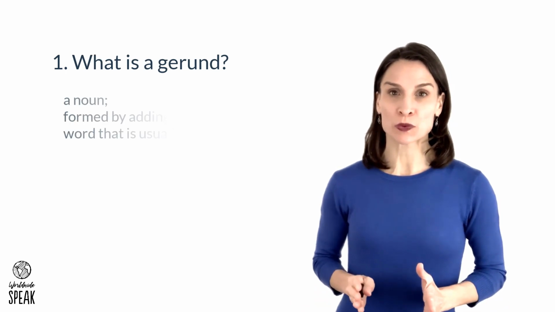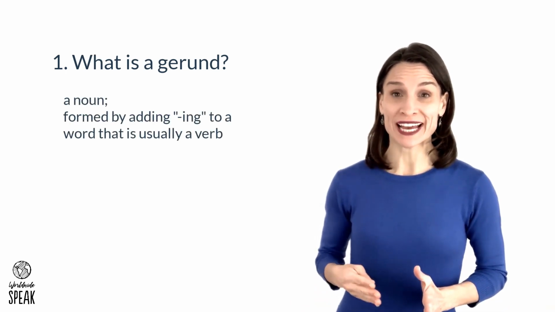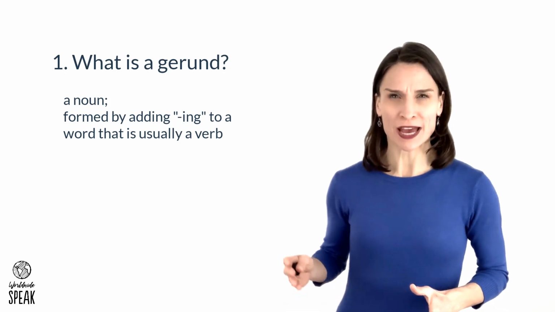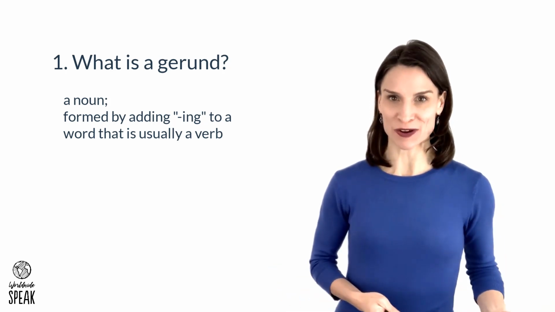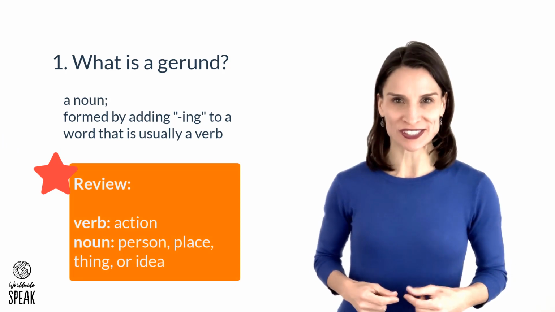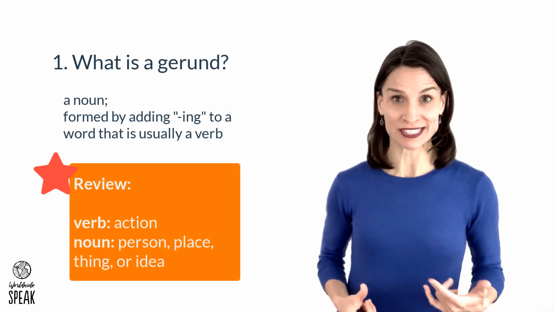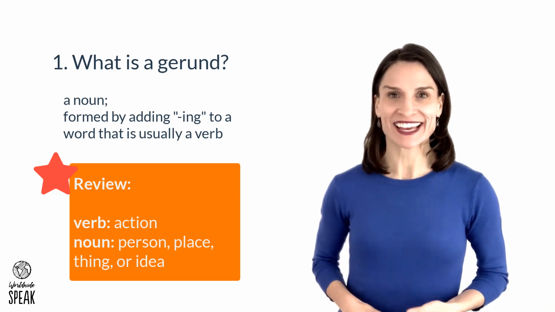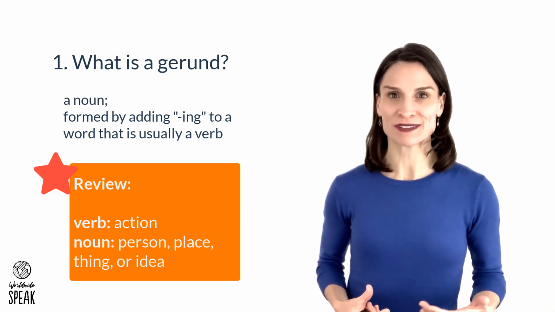A gerund is a word that we form when we add ing to the end of a verb, and we use this word as a noun. Just to be sure you understand what I'm talking about with these terms, a verb is an action in a sentence, and a noun is a person, place, thing, or idea.